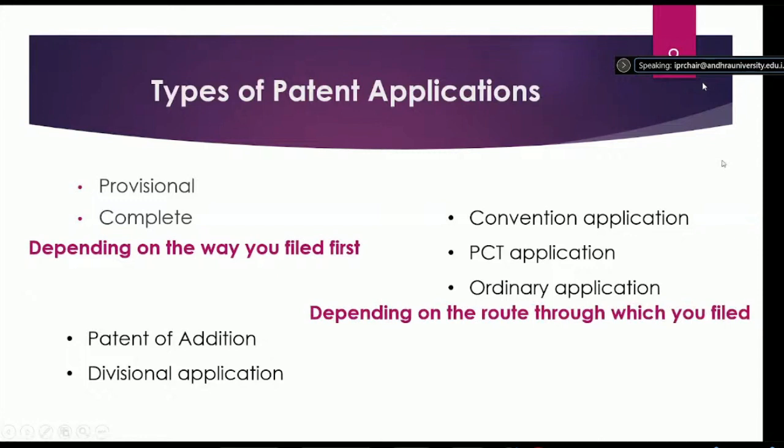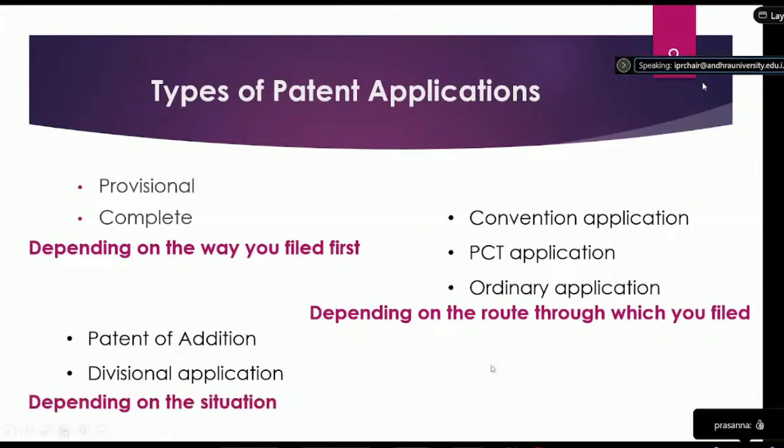Now, depending on the route through which it is filed, there can be 3 applications. Ordinary application, that is the regular patent application filed only in India, that will be called as ordinary application. Then PCT application. PCT means Patent Cooperation Treaty, that is PCT application. Then another one is convention application. These are for filing in other countries. So depending on the route through which you are filing in one country, that will be called either ordinary or PCT or convention application. Then depending on the situation, how you are filing your patent application, based on that, it can be patent of addition or divisional patent application.